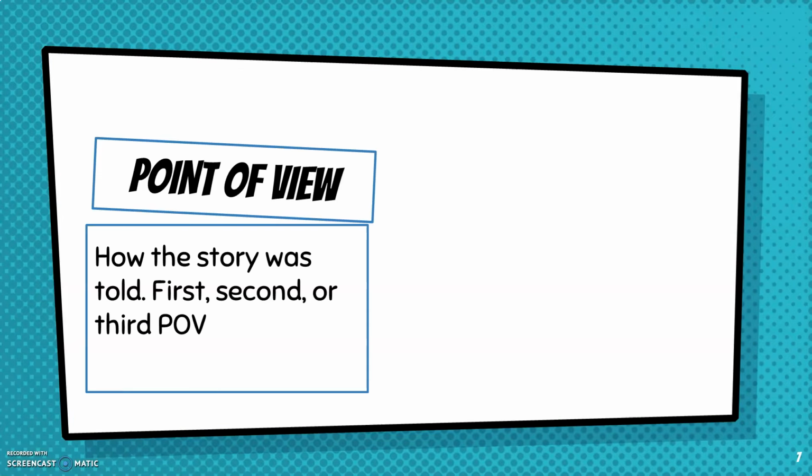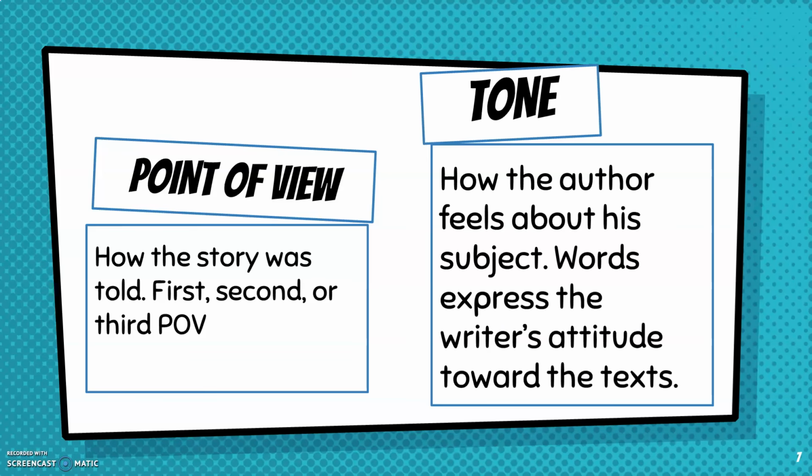The next one is the point of view. This is how the story is told. It can be in the first, second, or third person. And then tone. This is how the author feels about his subject. Words can express his attitude towards the texts.